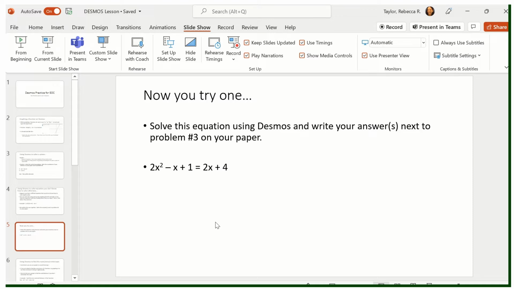You can do these problems other ways. You can do them by factoring. You can do them with the quadratic formula, but graphing is one of the ways that you can do them. So that's what we're reviewing today. Pause the video, find the answer to that one, and then resume after you've answered number 3.